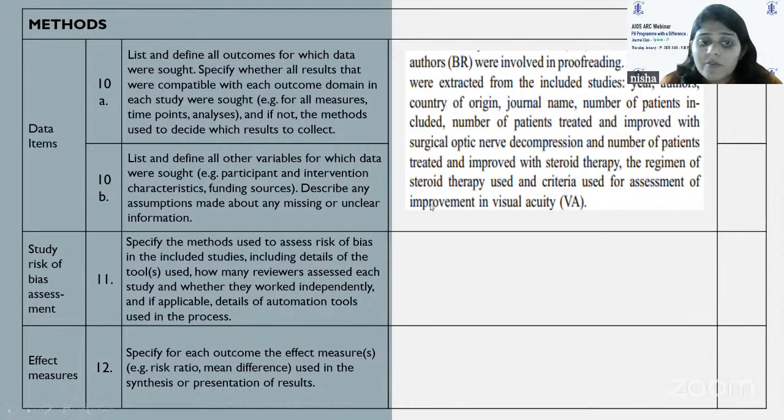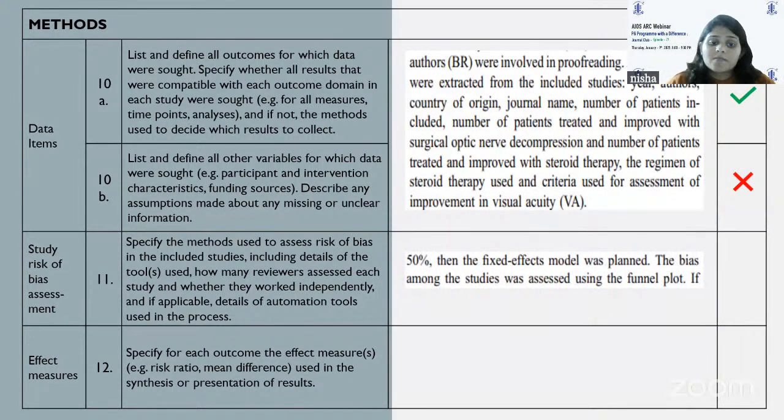That includes information such as what kind of head trauma and the severity of the head trauma and what was the regimen of the steroid therapy. These kinds of information were not included. And then checklist number 11 includes finding whether any methods were employed to assess the risk of bias in the studies. So here a funnel plot was done to check for the publication bias.